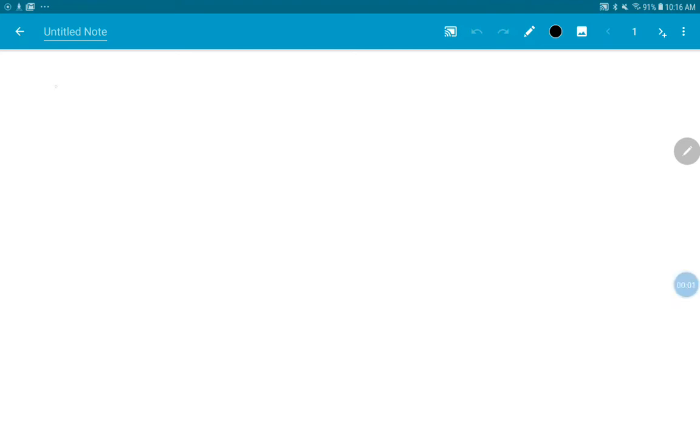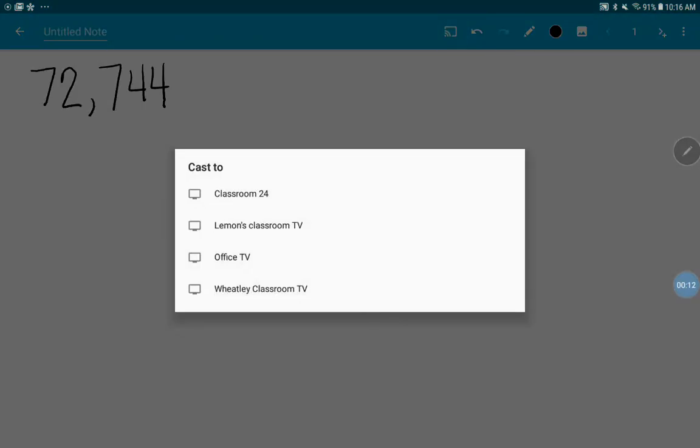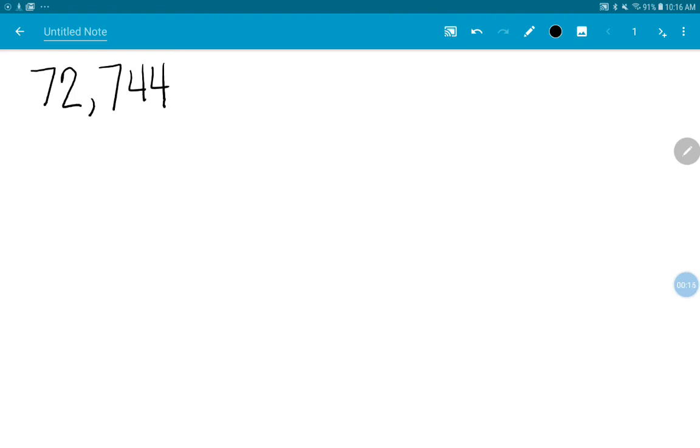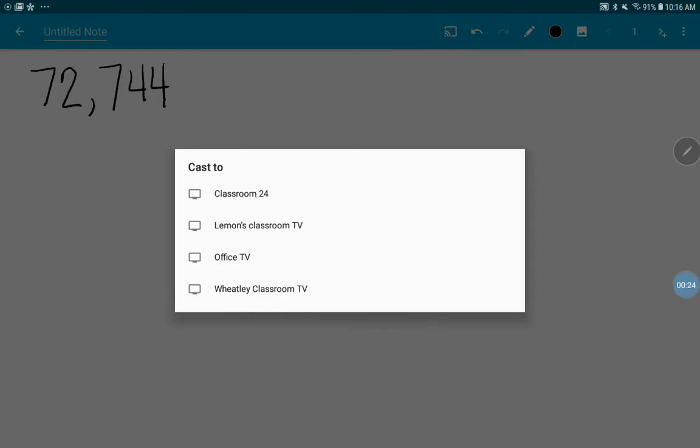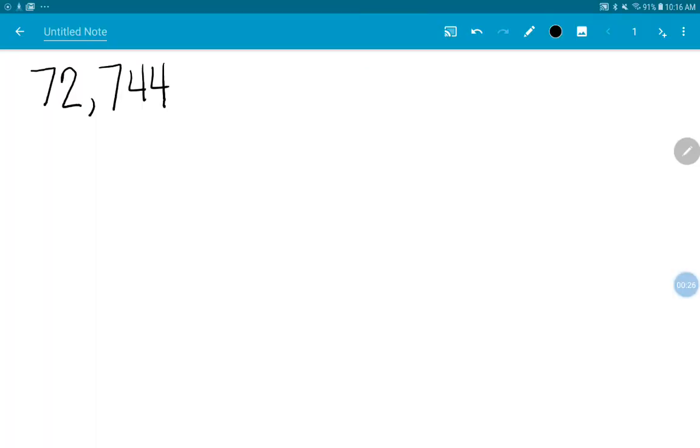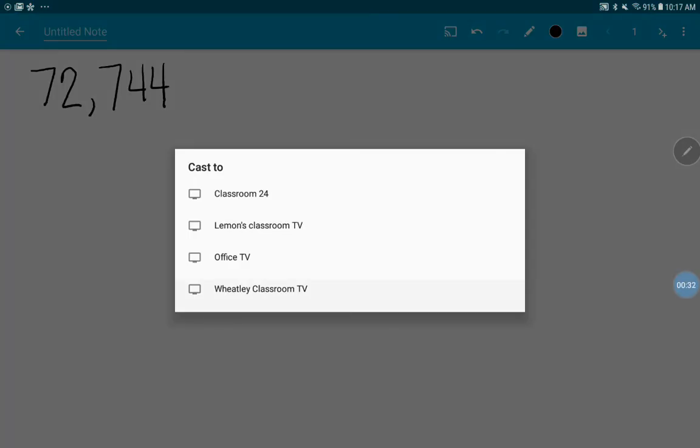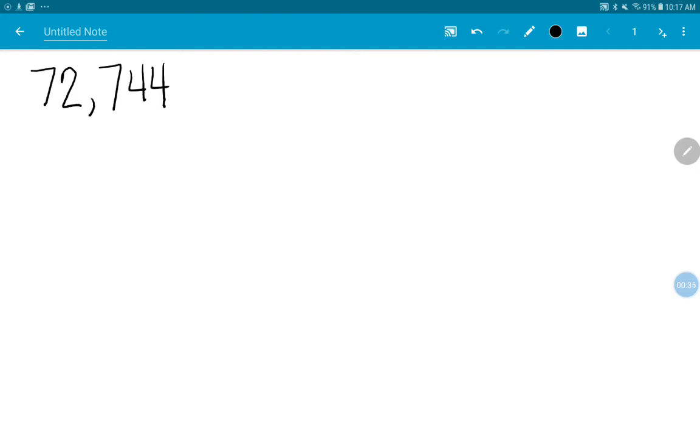To round the number 72,744 to the nearest 10,000. Rounding the number 72,744 to the nearest 10,000. So let's think about how many 10,000s are there in the number 72,744. How many, Ansley? 7. There's 7 10,000s. So I'm going to draw my vertical number line.